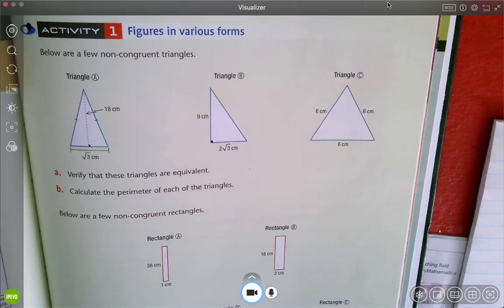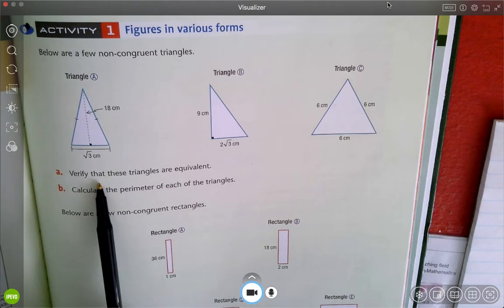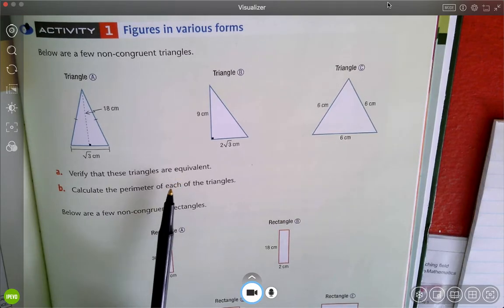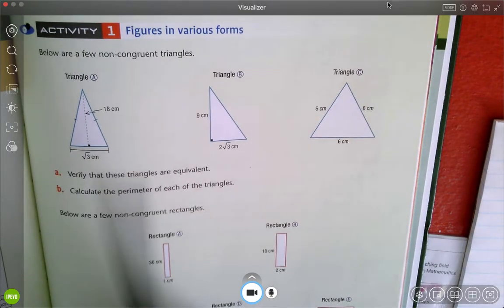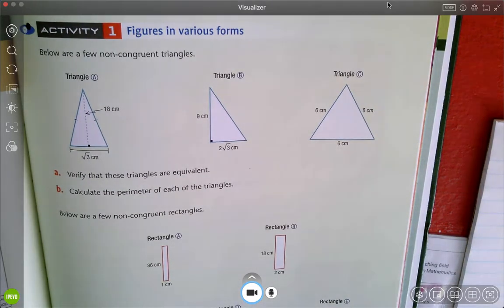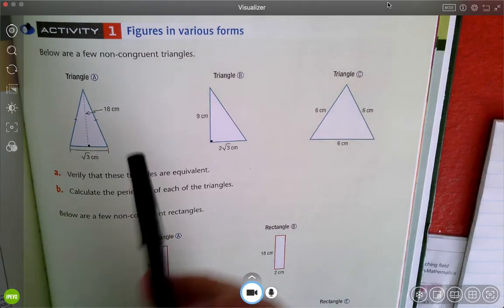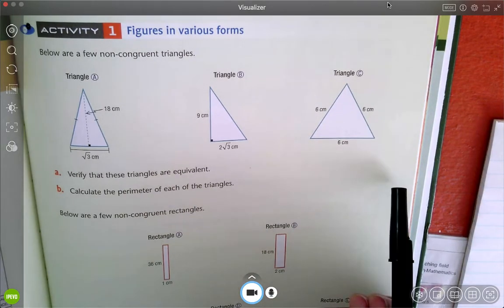Okay. So in part A of the question, it says verify that these triangles are equivalent. If they're asking me to verify whether or not they're equivalent, what am I really looking for? What does equivalence mean? Same what? What have you just been doing on your same area, right? Even if they're not the same triangles, I want to see if they're equivalent. So what I want you to do is solve for the area of all three.